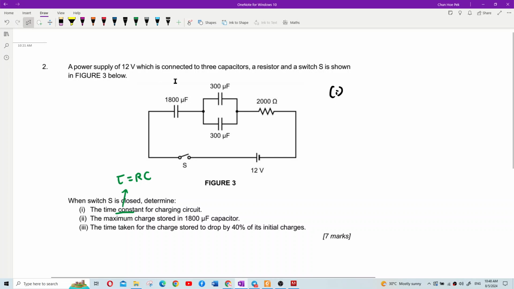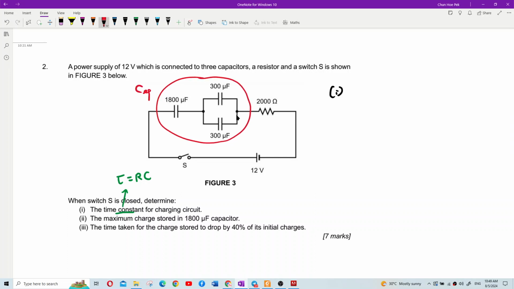You need to find the total capacitance. Series and parallel capacitors also, class, you have problems. Basic questions. This is 300 and 300 microfarad. So first you need to combine all this and find the C equivalent. The equivalent means the total capacitance.